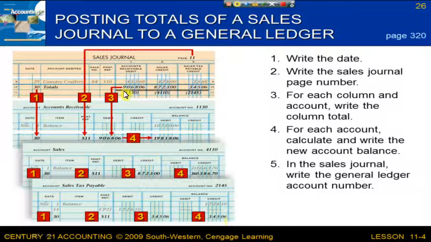Finally, we're going to come back up to our sales journal and we're going to put our post reference. This time, instead of putting it in a post reference column, because we have several that we're posting from the same line, we post it below the double lines in parentheses. So here's account 1130 goes here, account number here, account number up here.